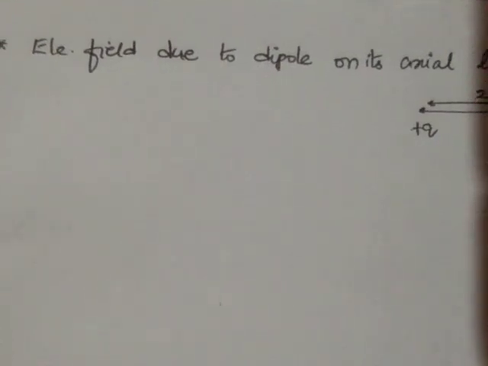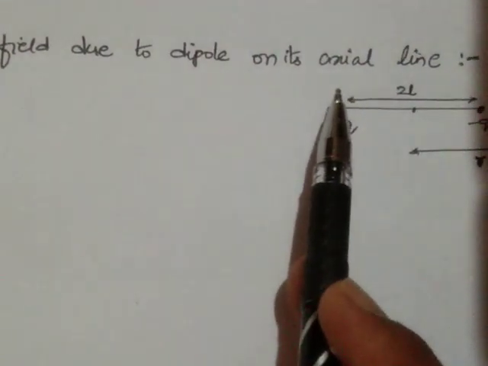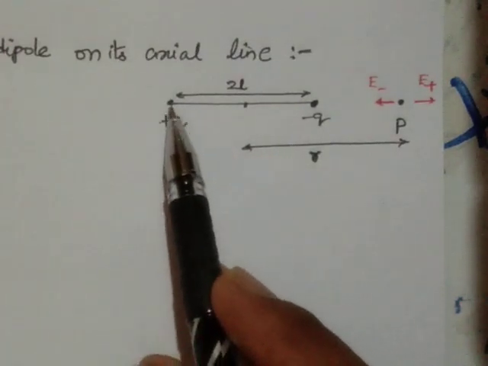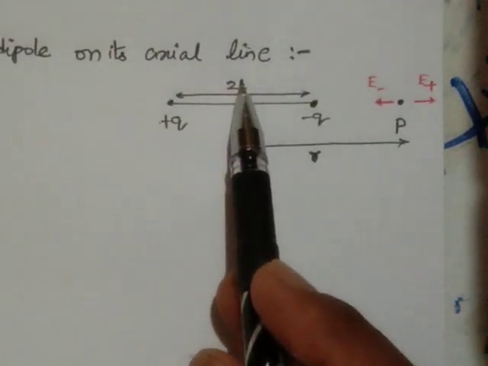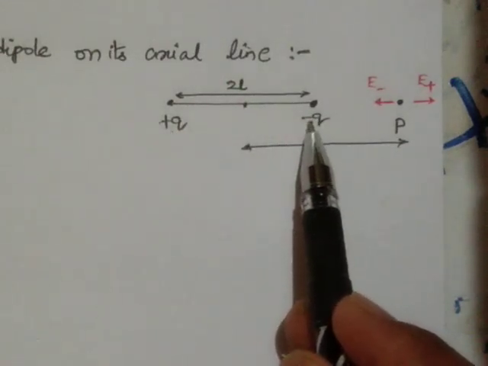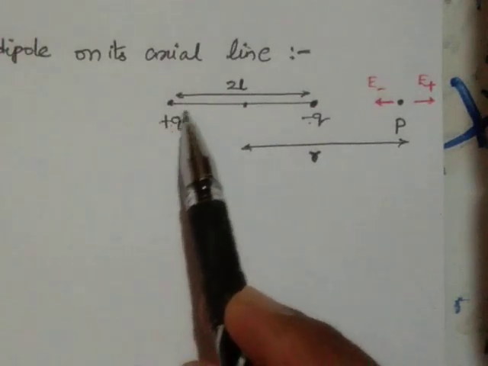So students, today I would like to derive the expression for field intensity due to a dipole on its axial line. Since the field of view is very small, I'm just moving my page here. Initially, I have taken a dipole of length 2L, and I am considering the positive charge on my left and the negative charge on my right side.